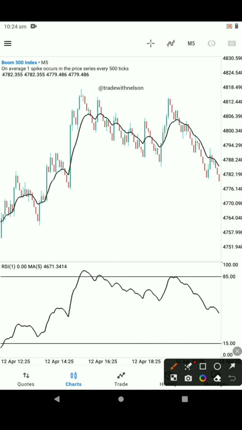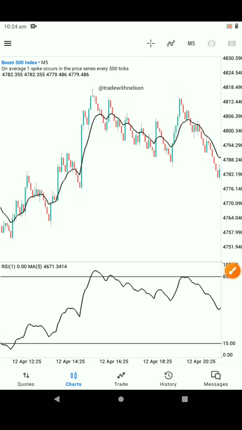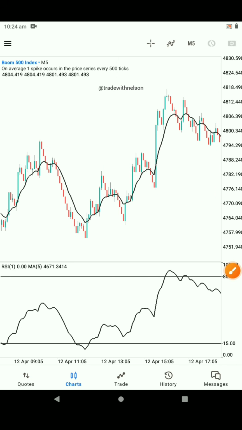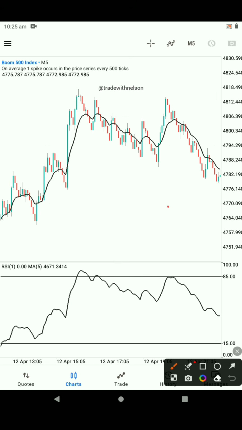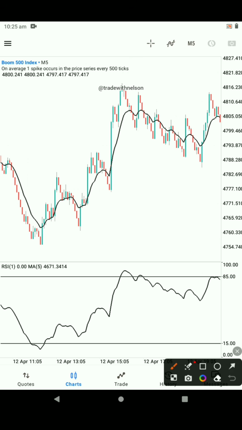If you look carefully on my chart, this is the 5 minutes time frame and this is Boom 500. And if you look down here, I have just 3 indicators. I have a moving average over here, I have the relative strength index, and I also have a moving average on my main screen. Don't worry, I will show you the settings for all these indicators. This strategy works for all boom and crash markets, but it is very effective on Boom and Crash 500 and 600 markets.